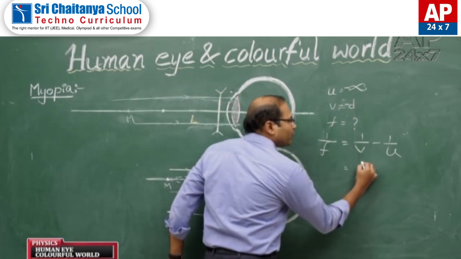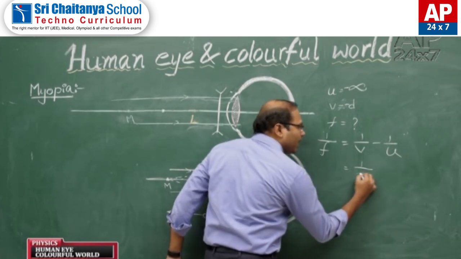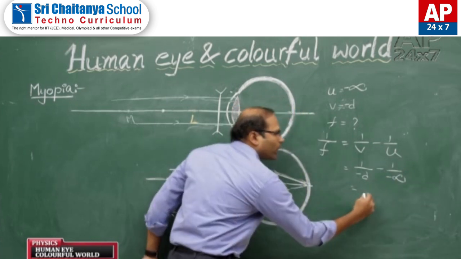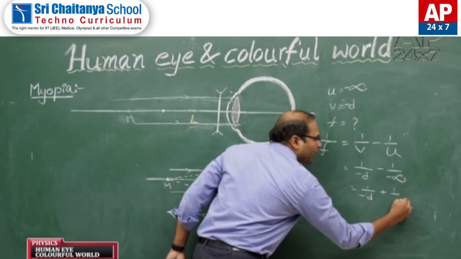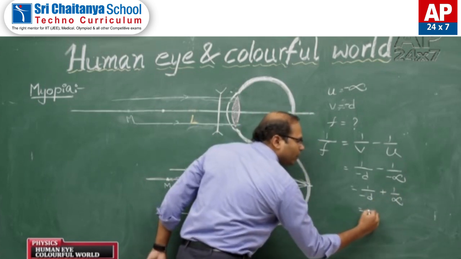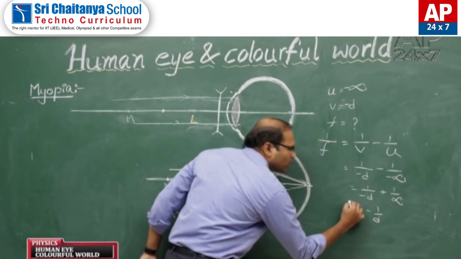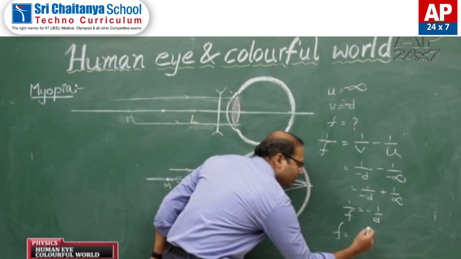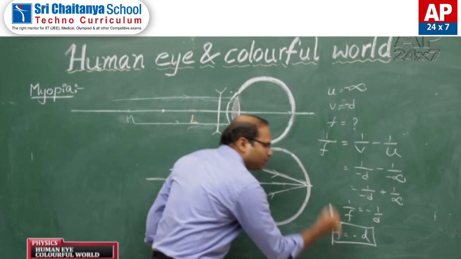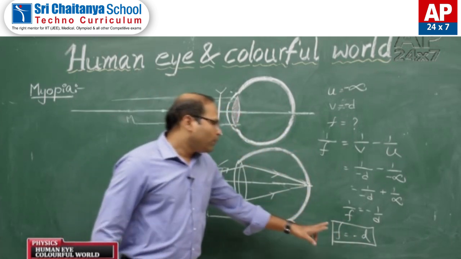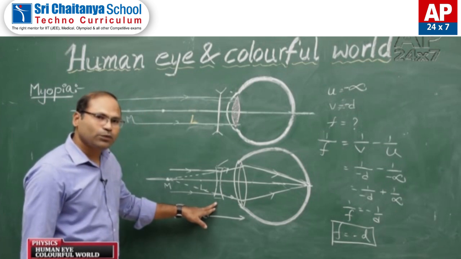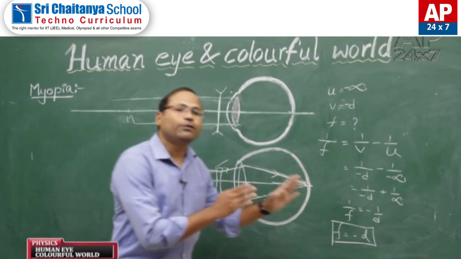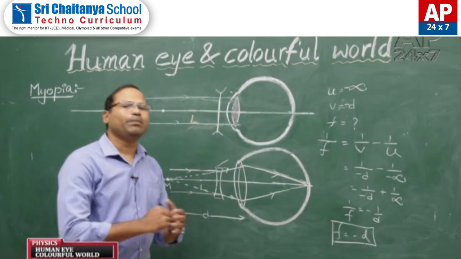On substituting them, so 1 by minus d minus 1 by minus infinity, what I get is 1 by minus d plus 1 by infinity, value of 1 by infinity is 0, right. So, 1 by f is equal to 1 by minus d. So, finally, I can conclude that f is equal to minus d. That means the focal length of the concave lens which is used for the correction is nothing but the far point of the person who is suffering from myopia.